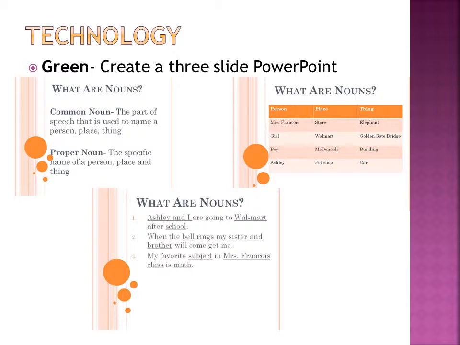The third and final center, the students will create a 3-slide PowerPoint. The first one will tell what a noun is, what a common noun is, and what a proper noun is. The second one they will have to make a list of nouns, and the chart will be provided for them. They just have to fill it in. And the third one, they will have to make up 3 sentences and underline the nouns for their PowerPoint.